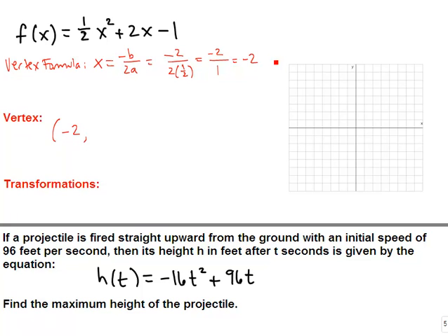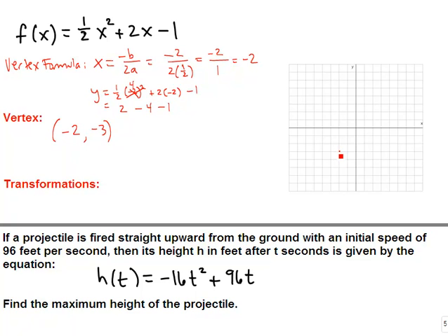To get the y coordinate, you just plug negative 2 in for these x's. So 1/2 times negative 2 squared plus 2 times negative 2 minus 1. You can use your calculator for this. Negative 2 squared turns into 4. Half of 4 is 2. 2 times negative 2 is minus 4. So I get 2 minus 5, so this is going to be negative 3. Alright, so there's my vertex, negative 2, negative 3.